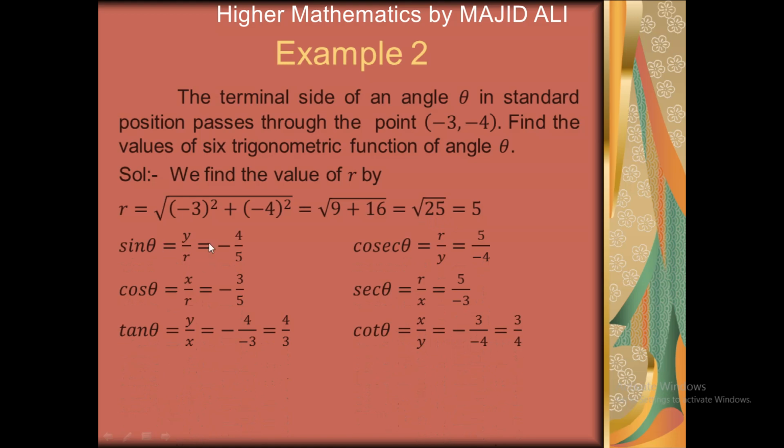Now again substituting the values, sine theta is equal to y over r. Here is the given value y and we calculated the value r, which gives -4 over 5. Cos theta is x over r, we have the value of x, -3, over 5, the value of r. Tangent theta, which is y over x, we have the value y, which is -4, and -3, which is equal to positive 4 over 3. The other three values can be calculated by taking reciprocals of these values, which are 5 over -4 and 5 over -3, and this is 4 over 3 and this is 3 over 4.